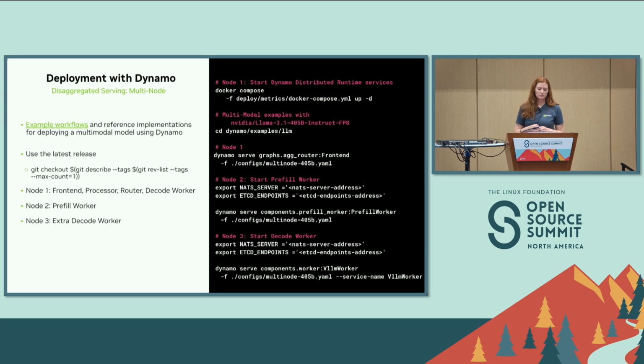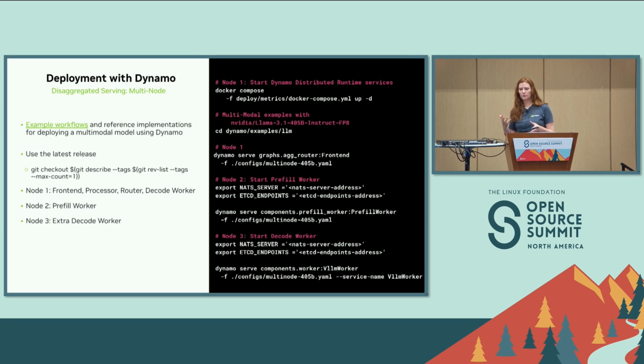And then on node 1, same as before, you just start your graph, start your front end. And then on node 2 and node 3 and any nodes that you want to use, you just need to specify your NATS server address and etcd endpoint addresses and put them into environment variables, which would be picked up, and then the communication will happen.